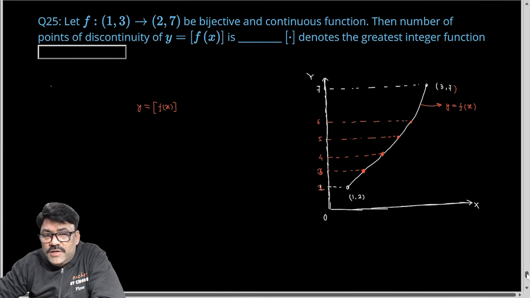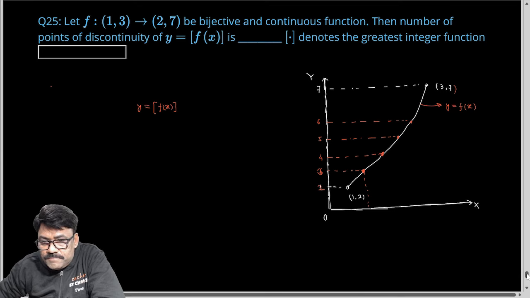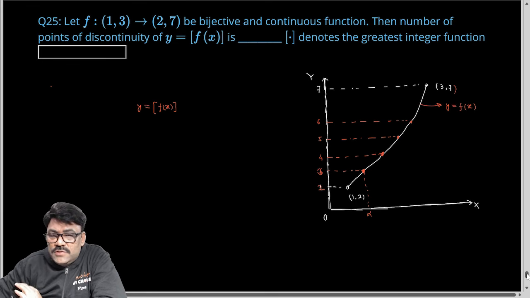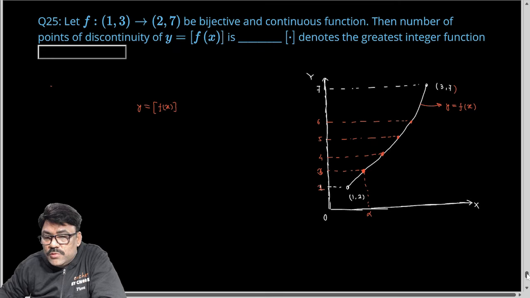So if you take the integral part of f(x), let's say this point is alpha. On the left side of alpha, the integral part will be 2, but on the right side of alpha, the integral part is 3. So if you check the limit of the integral part of f(x) at x equals alpha, left limit will be 2, right limit will be 3.